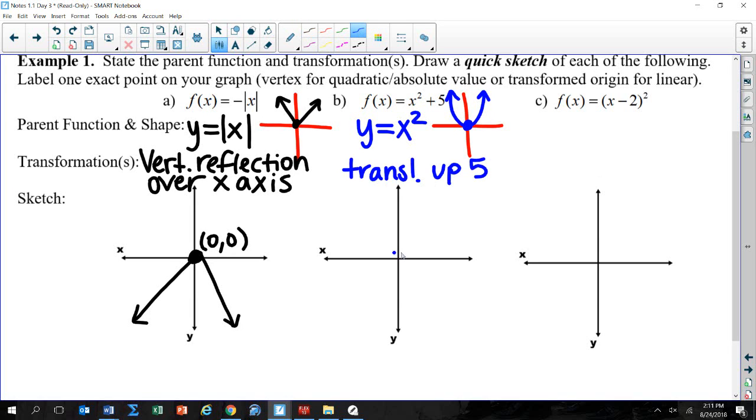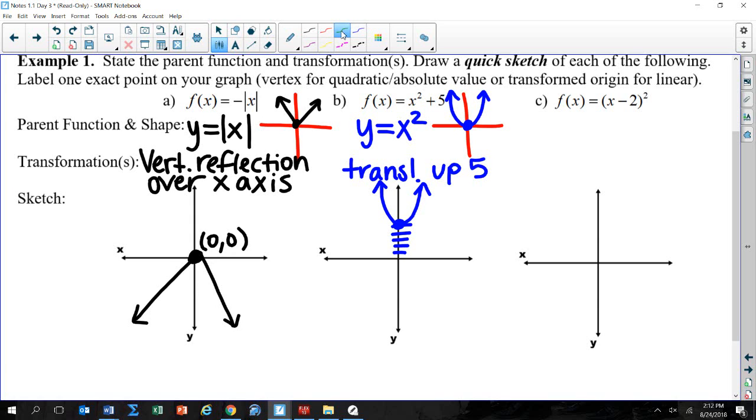All I need is one exact point. So I'm going to go 1, 2, 3, 4, 5. Make my new vertex. And oops, that's kind of a crooked U. And draw a U shape there. Again, don't make the U really wide or really skinny unless you think there's a stretch or shrink. It's just a normal width for the U. All right, let's go over here to this last one.